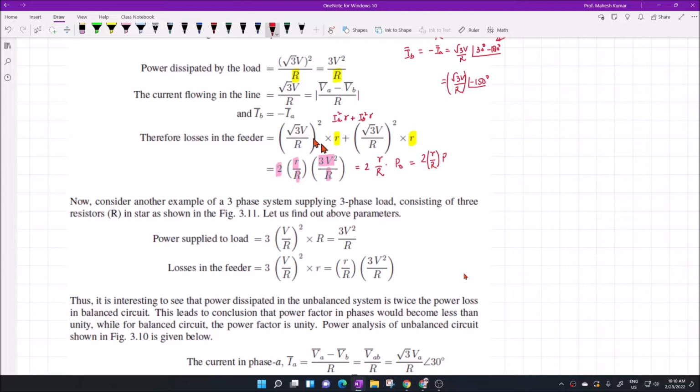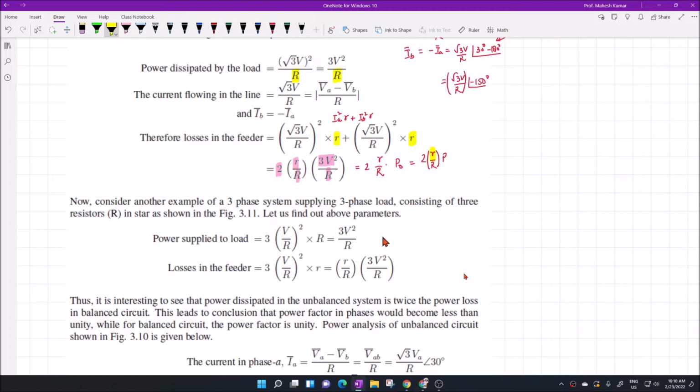If R is 0, if the feeder resistance is 0, what is the loss? The loss will be 0. That is very obvious because the feeder line does not have any resistance. There is no drop across the feeder, and hence the losses will be 0. But for a practical feeder, for a practical distribution or transmission line, there is always some resistance of the line, and therefore losses are not 0 but some finite value depending upon the value of R.